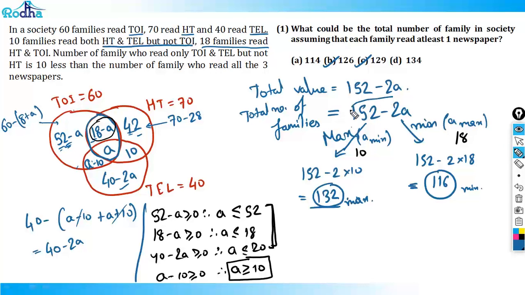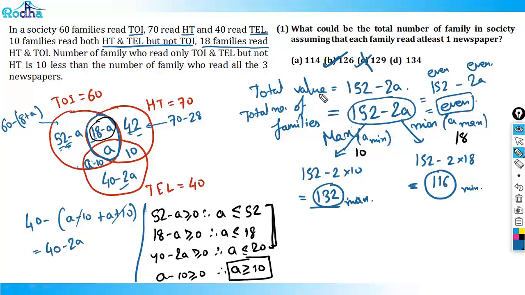It is 152 minus 2a. Right? So 152 is already even. 2a is already even. A multiple of 2 is already even, right? So even minus even, the result has to also be even. Right? That means 129 cannot be the answer. What is the answer? Answer is 126. Answer should be an even number, right?